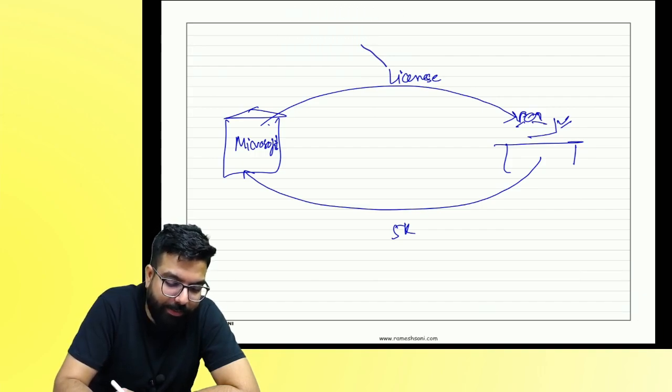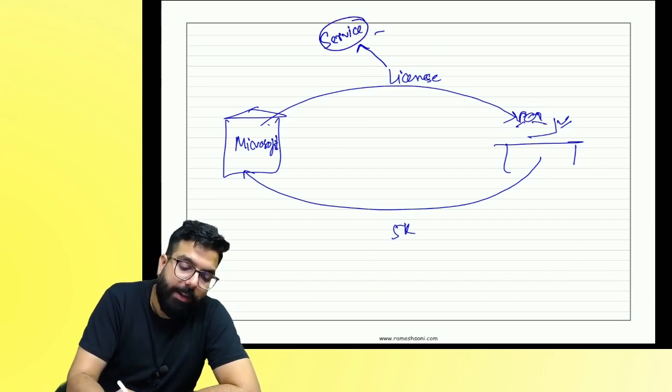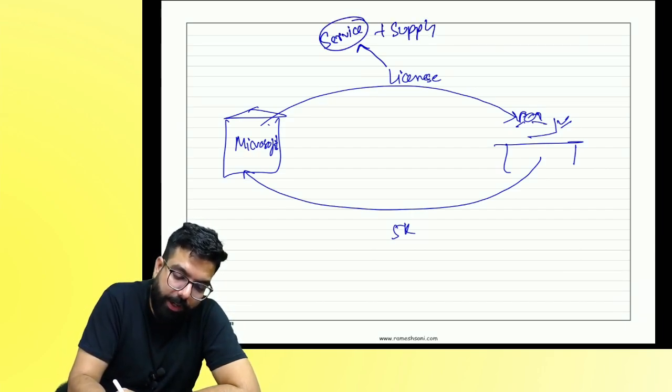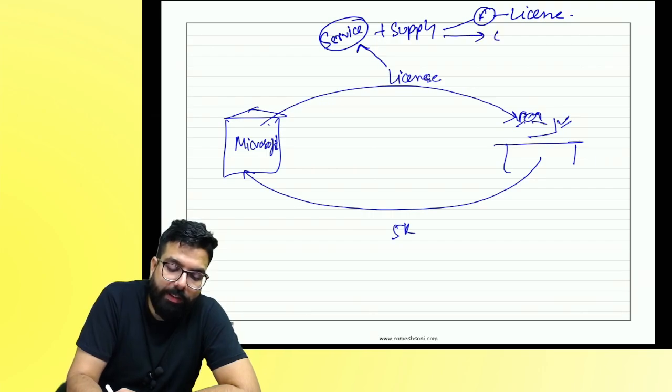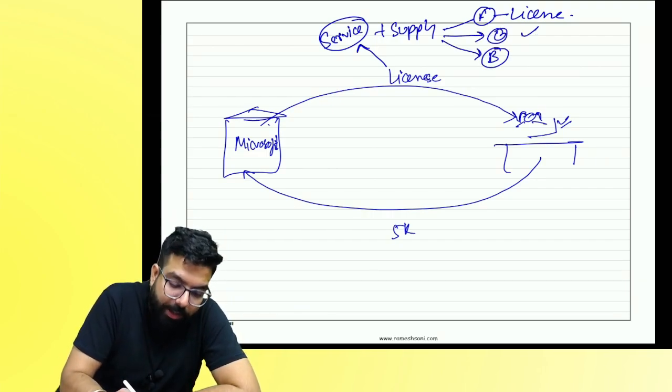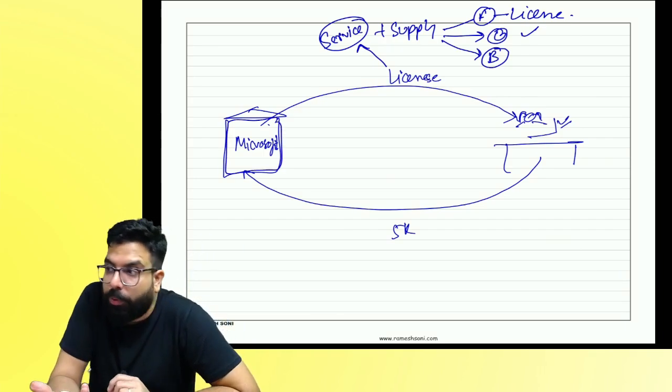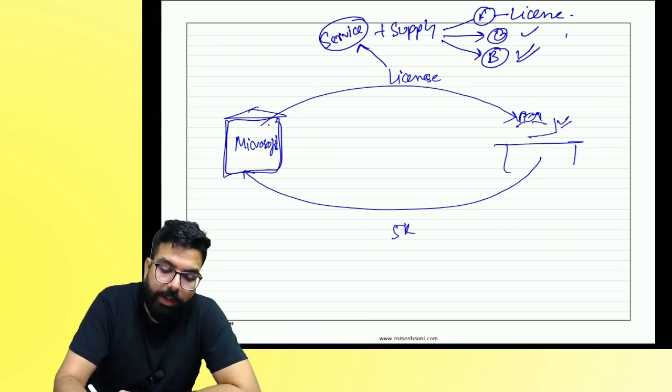A license is a service. Giving license is a supply. What kind of a form it is? License. It's an activity, right, everyone? Is there a consideration? Yes. Is it in the course of business? Is it Microsoft ka business to give licenses for MS Office? Yes. Is it a supply?